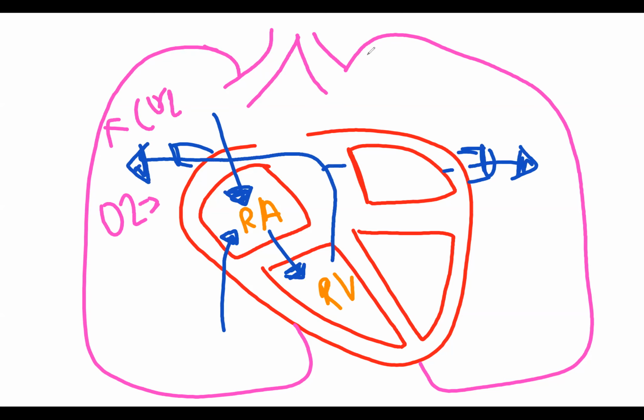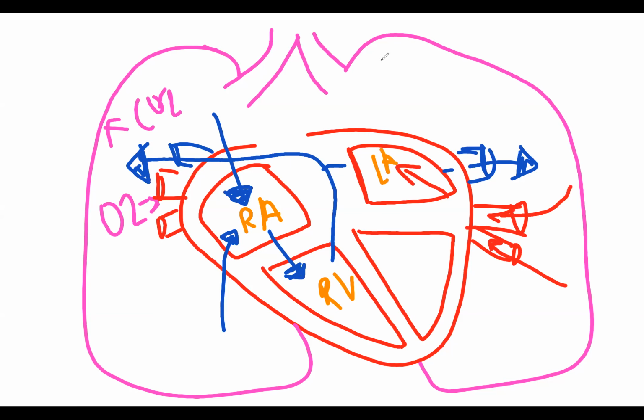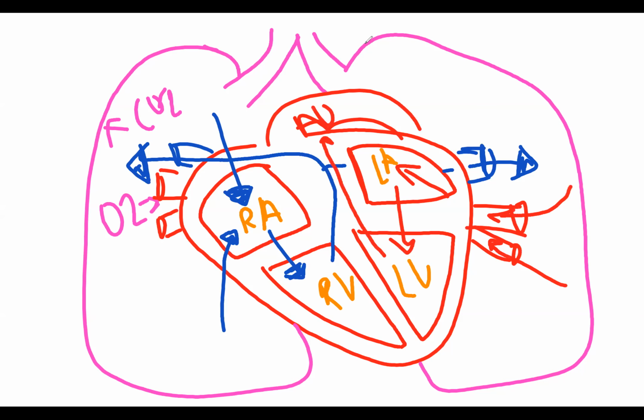The lungs will now send oxygen-rich blood into the left atrium, and then it will go to the left ventricle, and then it will go out the aorta.